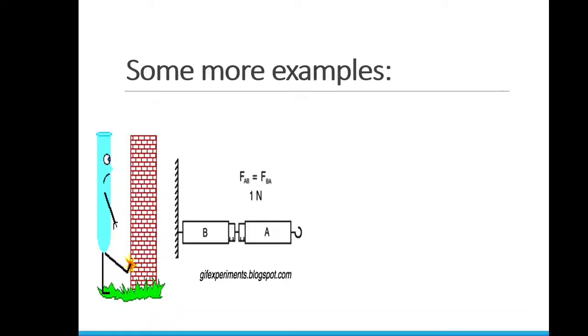Another example is these spring balances. Here you can see A is pulling the spring B, which has been fixed at one of the ends. Here B has been fixed at one of the ends, whereas A is free and is pulling the spring B. Here you can see the measurements. The force which A is applying on B is the same force with which B is pulling A. So, A is applying the action force here, whereas B is applying the reaction force.